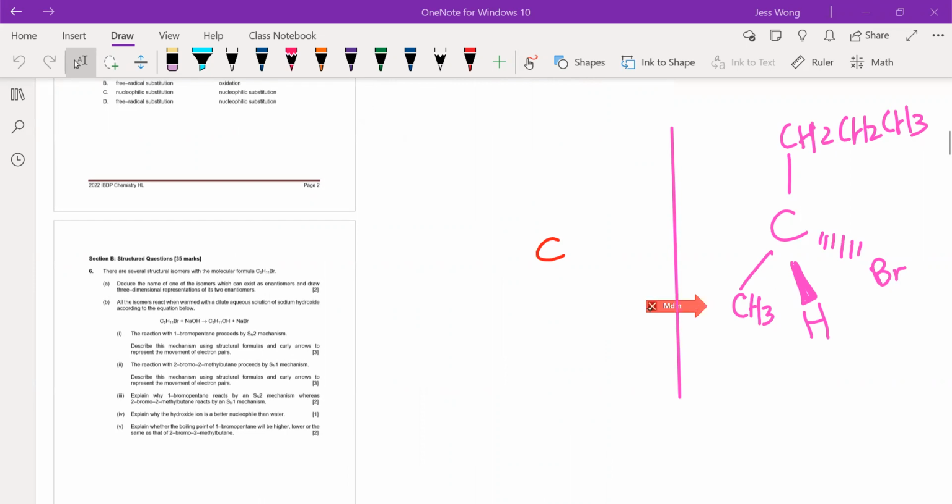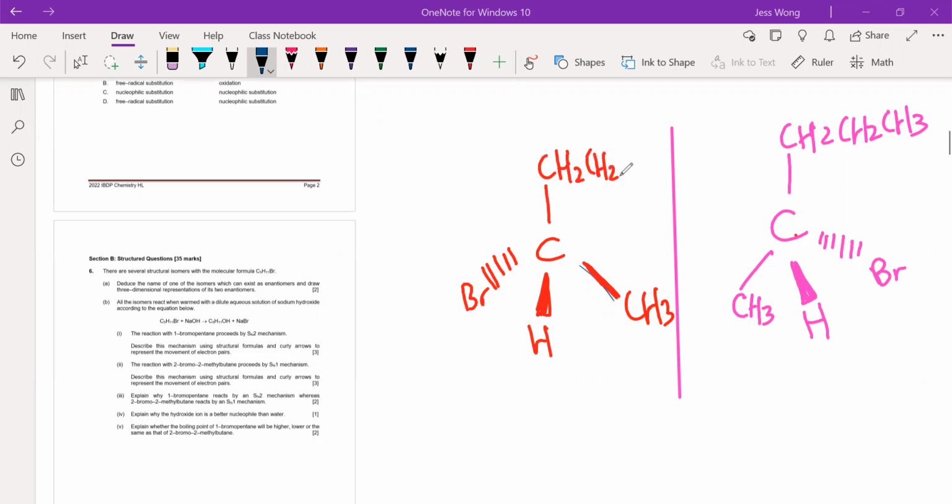So you will put the CH3 here. All right, and then you have the H, and then you have the Br, and then this group, just copy back. This will be its enantiomer. Okay, there's more than one answer for this question. So this is one possible structure. It is called 2-bromopentane.